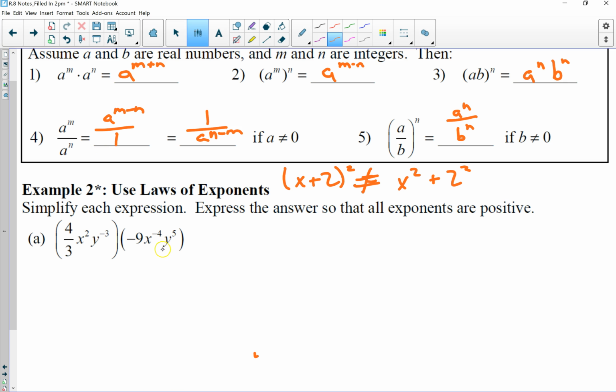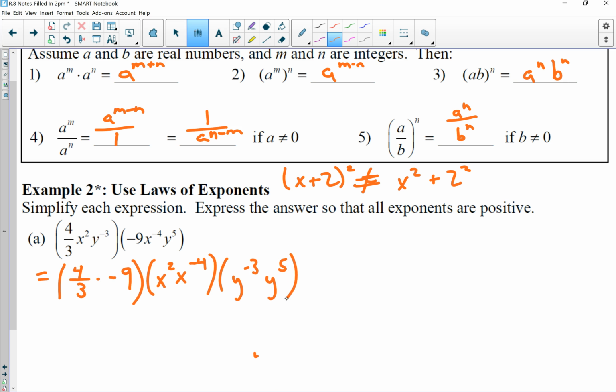Same thing on my other set of parentheses. So really the only thing that I can do is actually perform the multiplication of these 2 quantities. So how do we multiply them? Well, we're going to multiply each part of it. I'm going to multiply the 4/3 times the negative 9. And we'll multiply the x squared with the x to the negative 4. And then multiply the y to the negative 3 power and y to the 5 power. I artificially put those in parentheses just to see each individual piece multiplying. But we don't really need the parentheses there, since we know that this is overall one big multiplication problem.